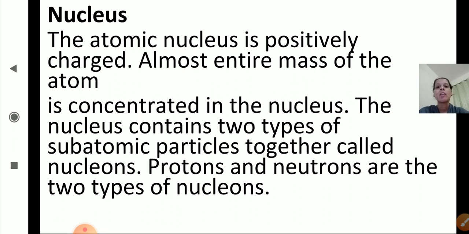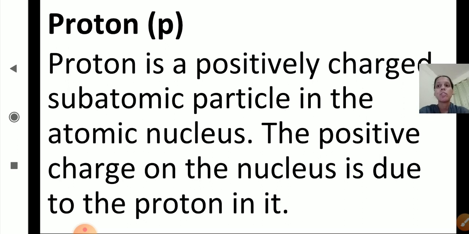As you know, protons are positively charged and neutrons are neutral, and around the nucleus there are electrons, which are negatively charged particles. Now, protons. A proton is a positively charged subatomic particle in the atomic nucleus. The positive charge on the nucleus is due to the protons in it.